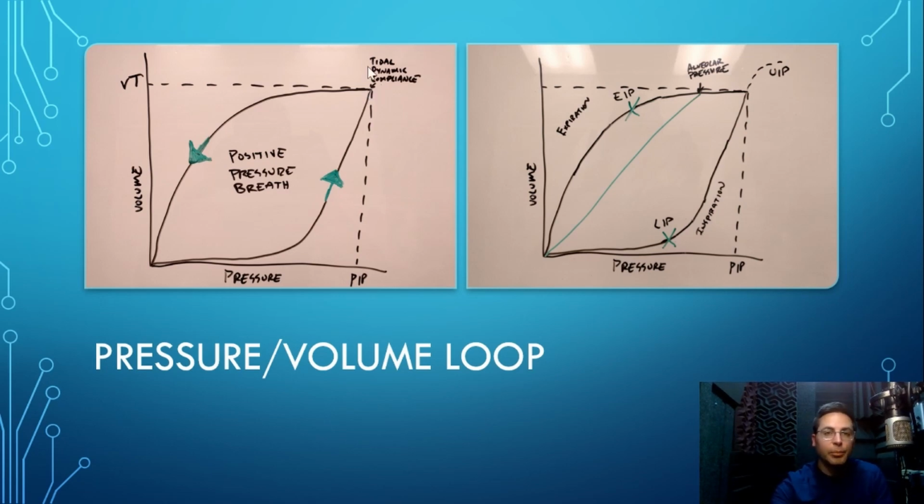This point also represents our tidal dynamic compliance. And also looking at it from the volume side of things here, this represents our tidal volume. And then we see a gradual decrease in pressure and then a corresponding decrease in volume back to the baseline. And we should see this come back to the baseline here.